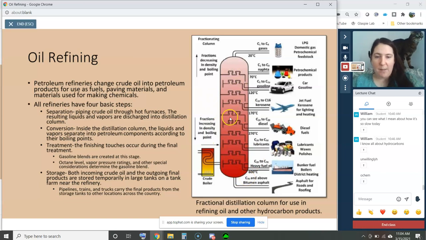And then conversion happens inside the distillation column, where the liquids and vapors will separate into different petroleum components according to their boiling points. And so the lightest materials are going to be up here and extracted as gases. And then the heavier materials are going to sink to the bottom and can be extracted as heavy fuel oil or asphalt.